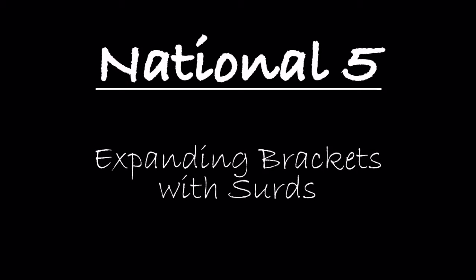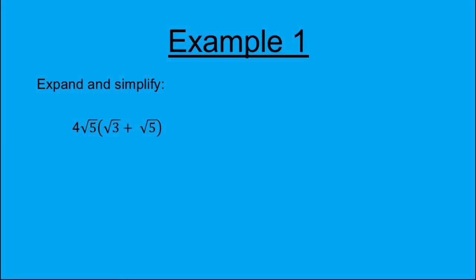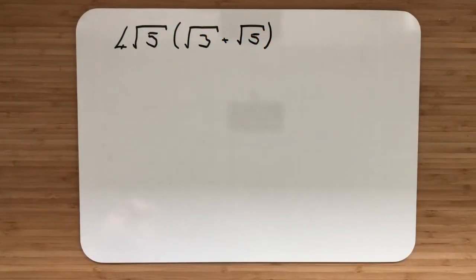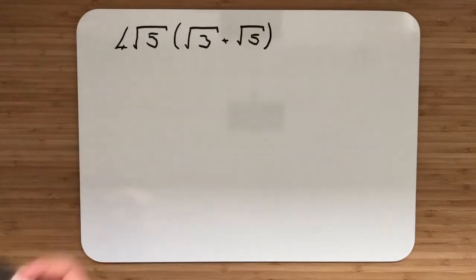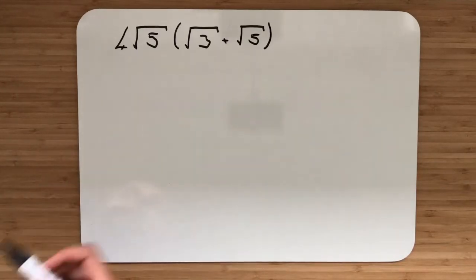This lesson will focus on expanding brackets with surds from National 5. Example 1. Expand and simplify 4 root 5, bracket root 3, add root 5. In example 1, we want to expand the bracket and simplify. Just as if we were using algebraic terms, we're going to apply the same rules here.